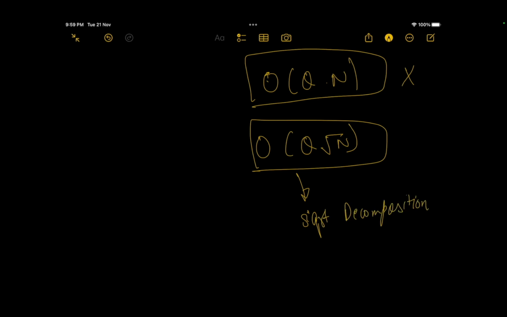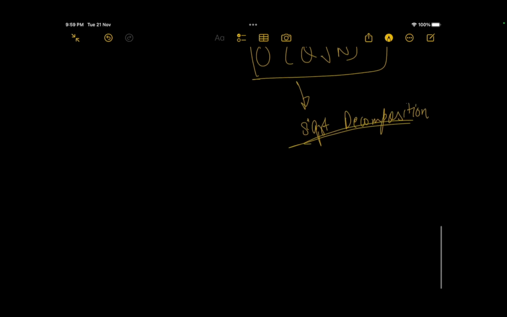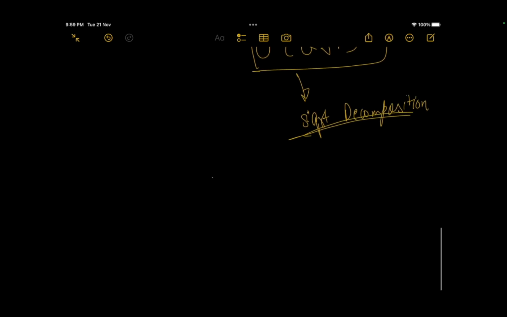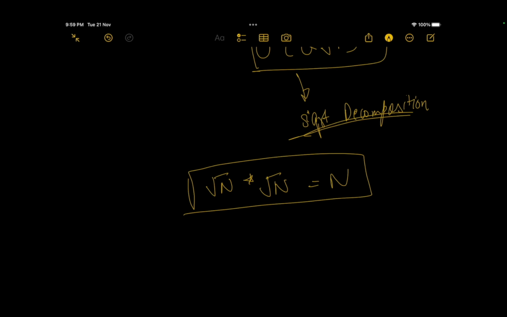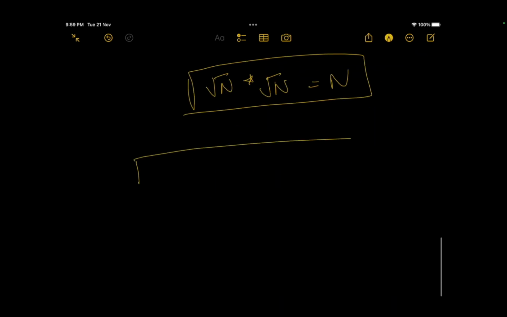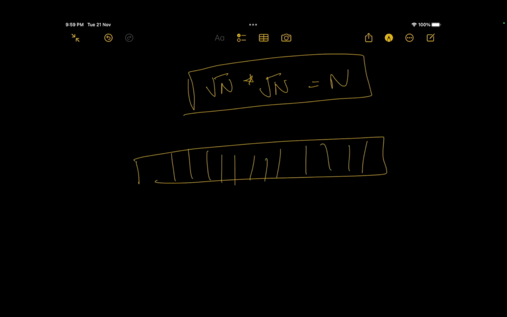The very basic foundation of it is the simple fact that root n multiplied by root n would give you n. A very basic concept of mathematics, doesn't need any justification. So root n into root n is equal to n. Now the way we are going to use it is, this is the entire array we are having, and let's say this has a length n.